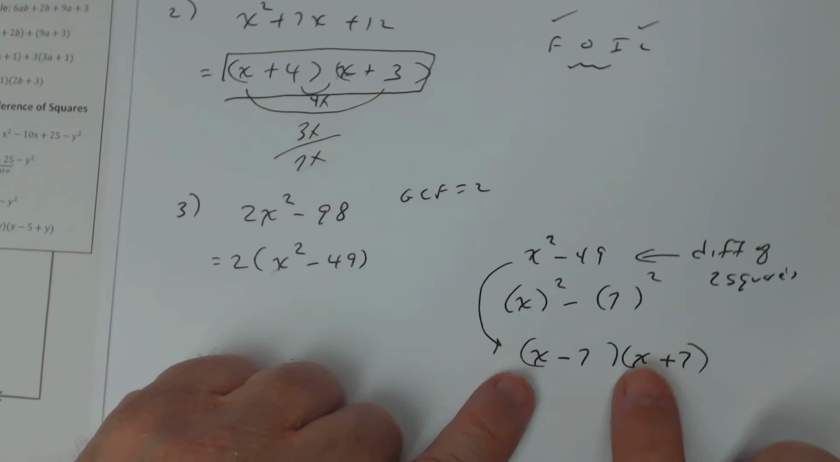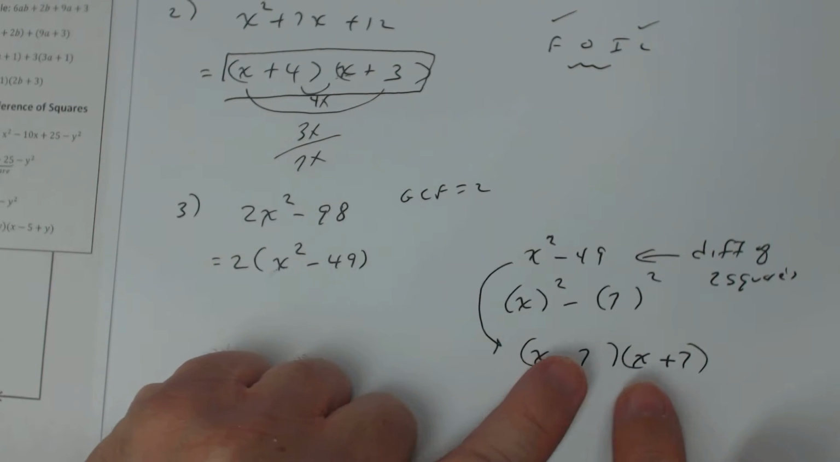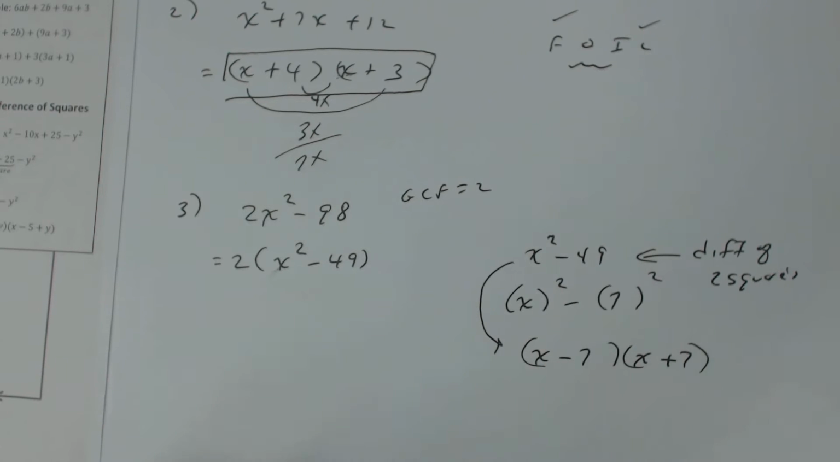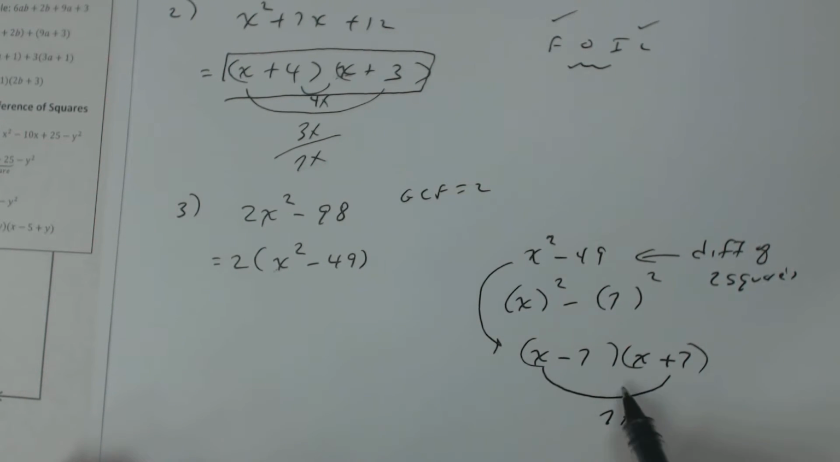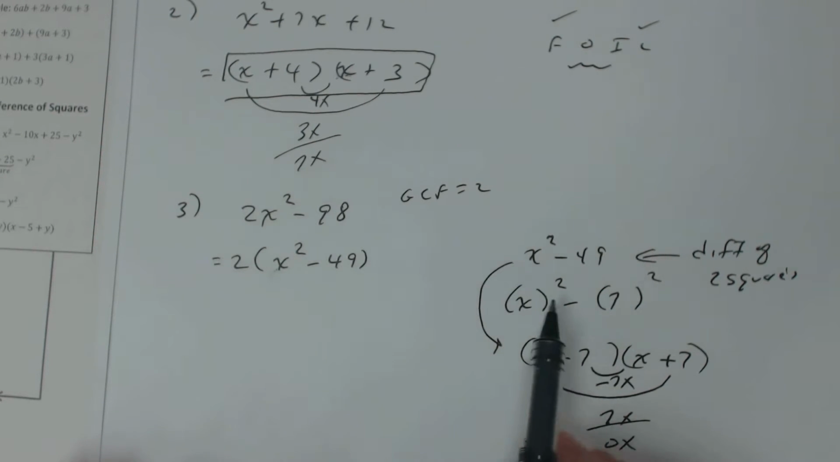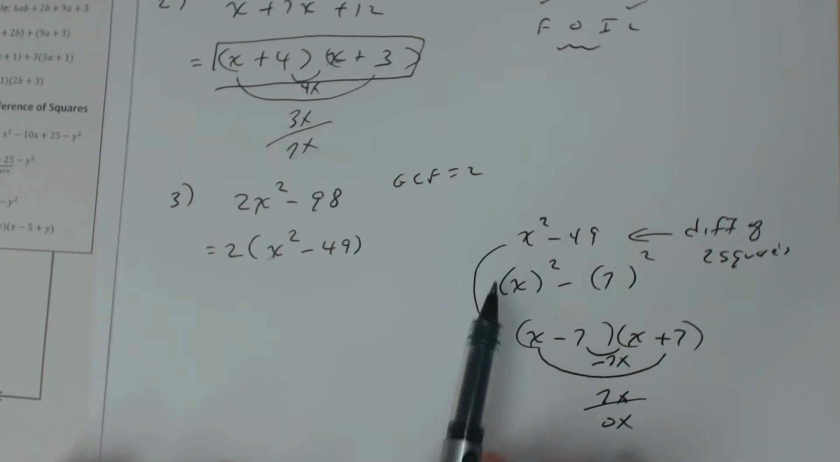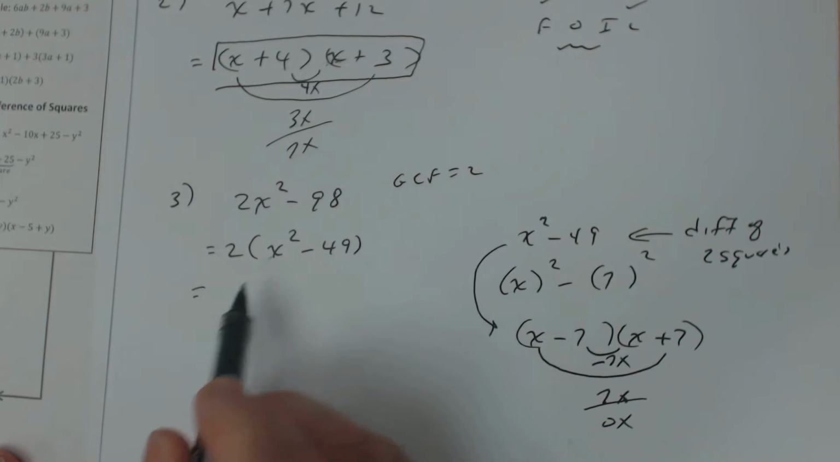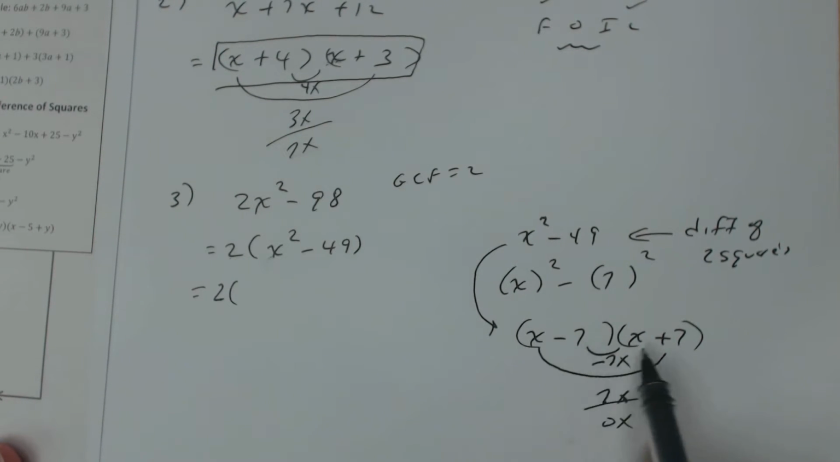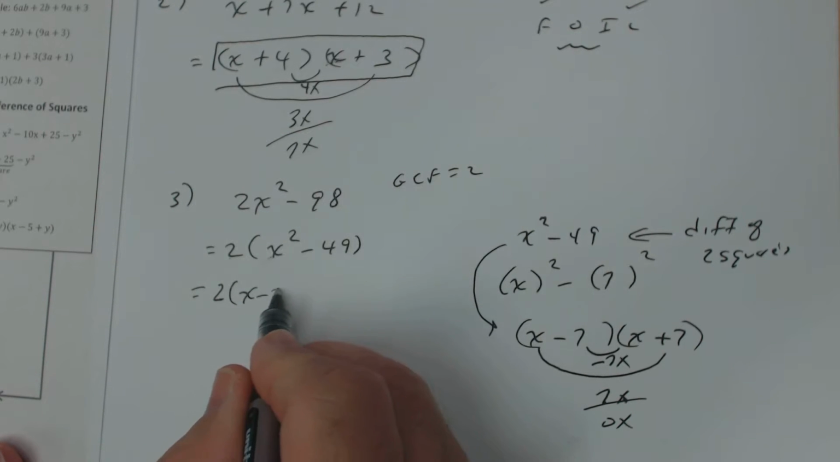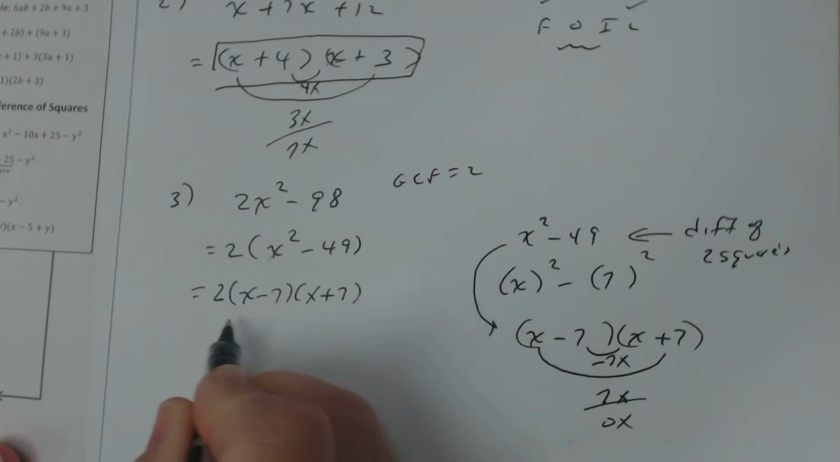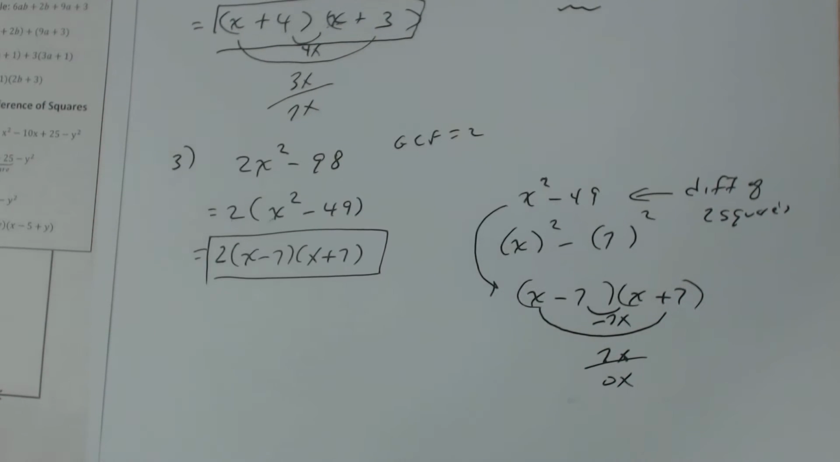And check yourself. x times x is x squared. A negative 7 times a positive 7 is negative 49. And when I do the outer and the inner, x times 7 is 7x, and negative 7 times x is negative 7x. I do get 0x, and that's what I wanted, since you don't see an x term. All right, so now the answer is going to be 2, don't forget your GCF, times these 2 factors, x minus 7 times x plus 7. So there's your answer.